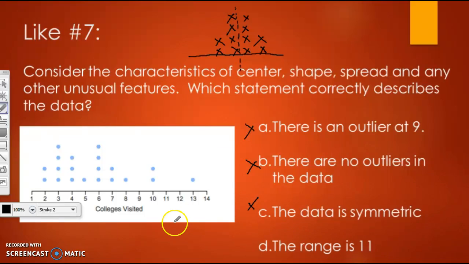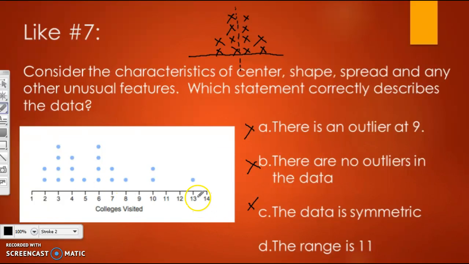All right, the range is 11. Well, how in the world do I find range here? Remember, I take the highest value, which here is 13, and the lowest value, which is 2, and subtract. So the range of this data is 11. So highest number minus lowest number. And that appears to be our correct answer.